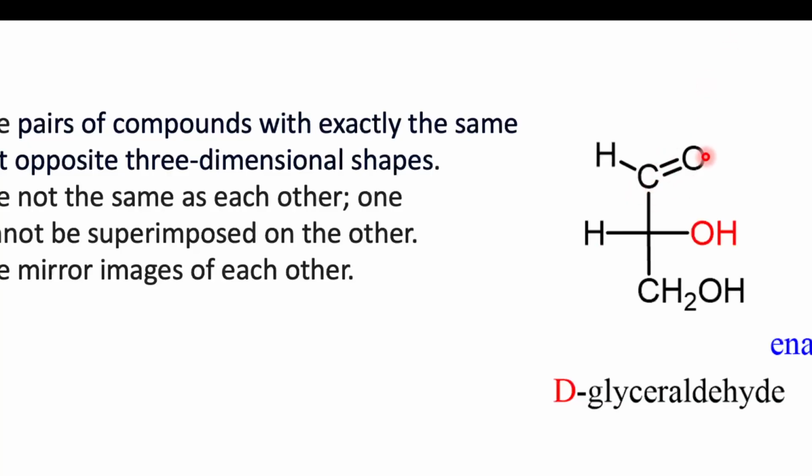where the C double bond O carbon, this carbon which is COH, and CH2OH, all these three are arranged in a particular plane which is exactly the mirror image, non-superimposable mirror image, of L-glyceraldehyde. Thereby we have two enantiomers of glyceraldehyde, the L and the D enantiomers. Now what are these L and D enantiomers? L and D enantiomers refer to two mirror images of a chiral molecule.